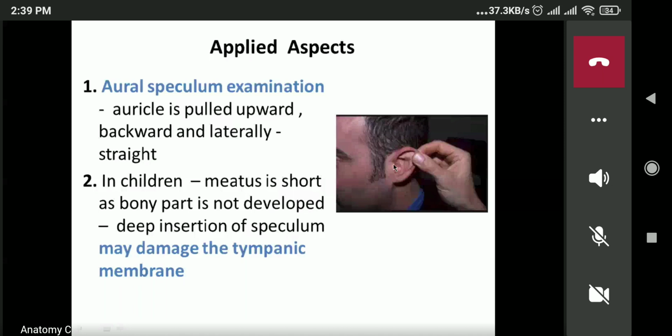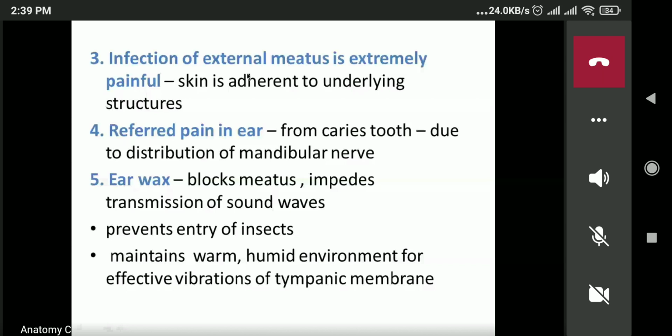Then the skin of the external meatus as well as the auricle is tightly adherent to the underlying cartilage. So whenever there is any infection of the external meatus, if most of you have experienced any infection, any boil, in the external acoustic meatus or the auricle, it is very painful because the skin is tightly adherent to the underlying structures. Then sometimes if you get pain in the ear, that may not be from a pathology of the ear, but may be referred pain from another site.